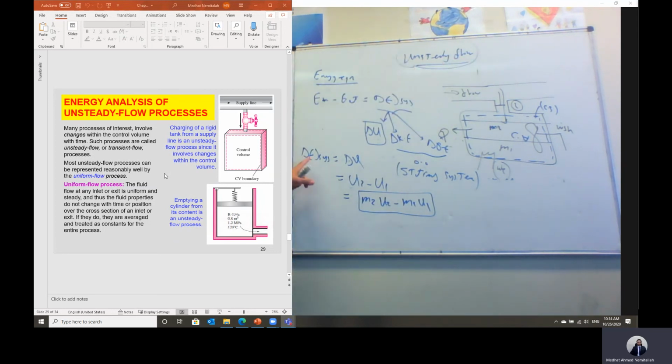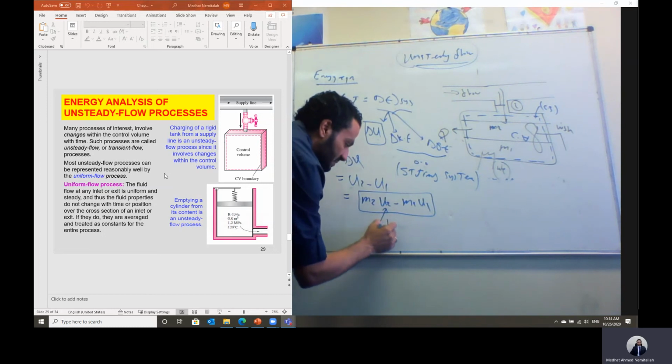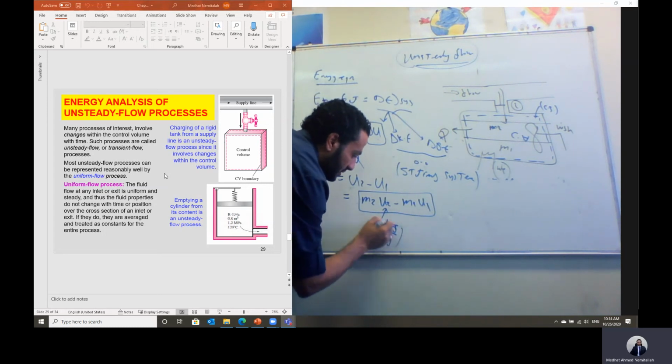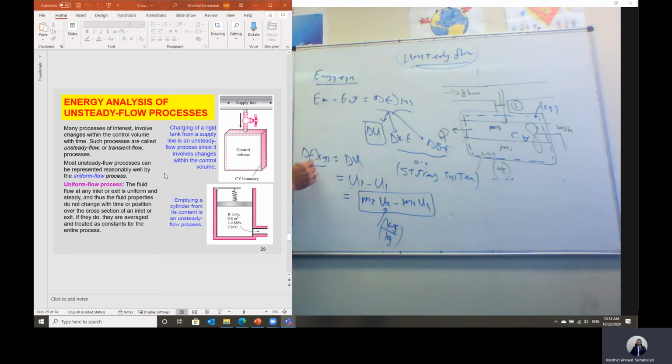So the change of energy of the system will equal delta U, which is M2 U2 minus M1 U1. This U is the specific internal energy in kilojoules per kilogram, and this is the total energy change within the system in kilojoules. But what about those terms, energy in and energy out? As we said, in this case, we have mass transfer. The system is not closed. So that means we have the three forms. Energy can transfer by heat, can transfer by work, and the energy also can transfer due to mass transfer.